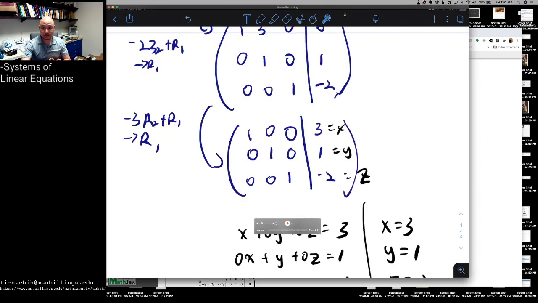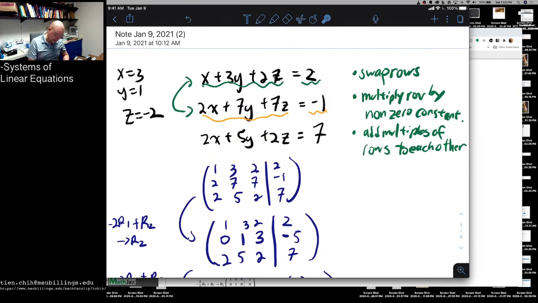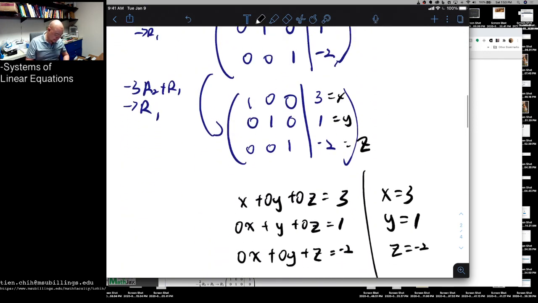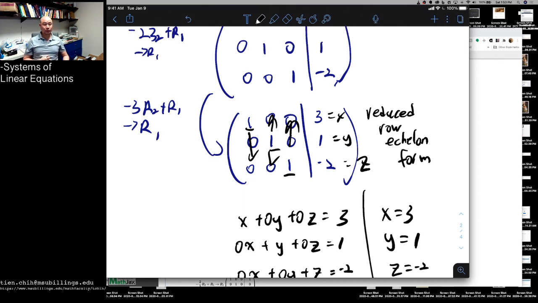But it is the standard sort of ubiquitous method for finding these things, particularly with higher variables. So this whole process is called Gauss-Jordan elimination. And the resulting matrix that we found is what's called reduced row echelon form, which means we have ones in the diagonals, we have zeros above and below those ones.